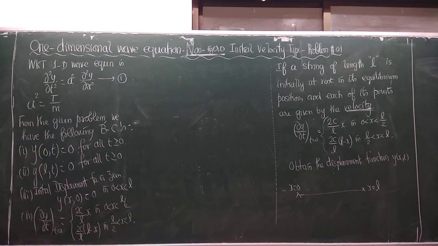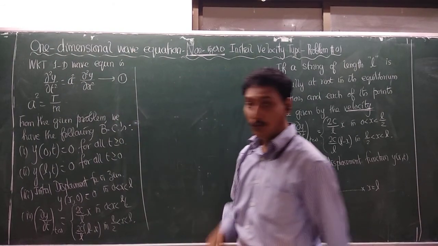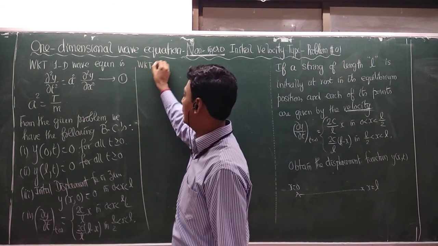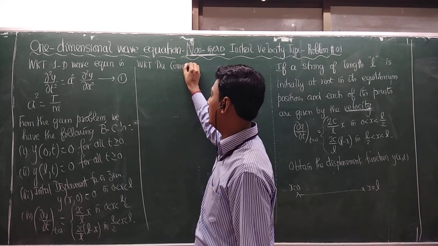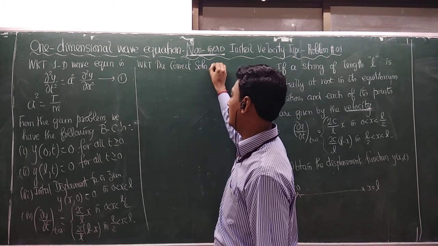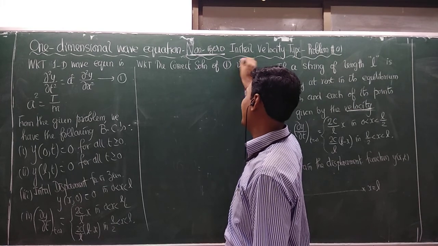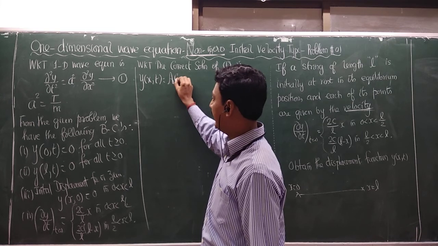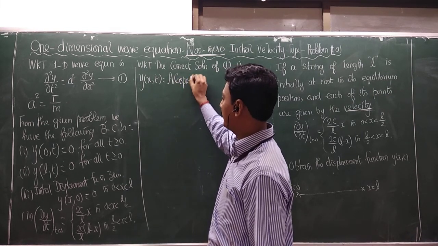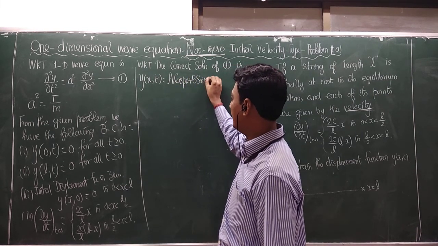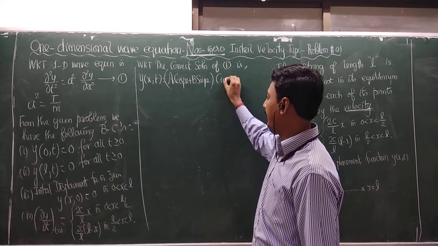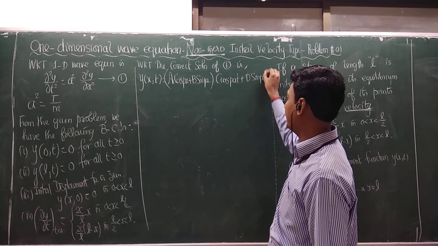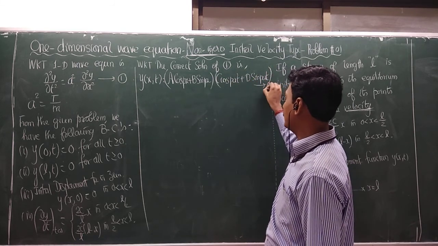Now I am going to apply the conditions one by one. As we already know, the correct solution of the one-dimensional wave equation is y(x, t) = (A cos px + B sin px)(C cos pat + D sin pat). This is equation number 2.